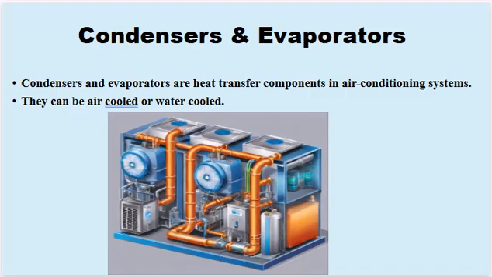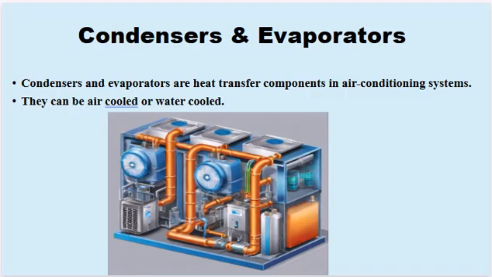First, the condenser: it releases heat from the refrigerant into the air or water outside. Think of it as getting rid of the excess heat. Then, we have the evaporator. This one does the opposite. It absorbs heat from the indoor air, allowing the refrigerant to cool the space.